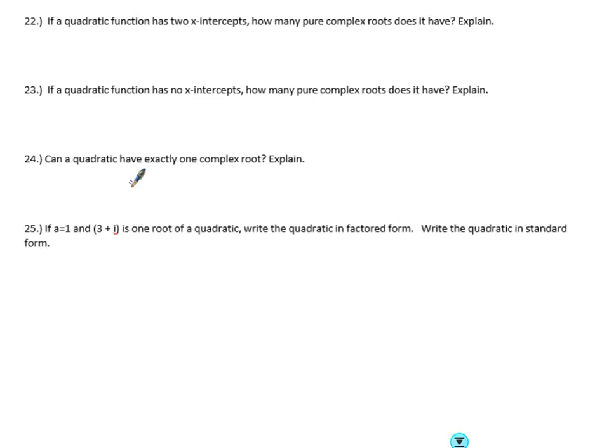For number 22, if a quadratic function has 2 x-intercepts, that means that it has 2 real solutions. So that means that there are no pure complex solutions.